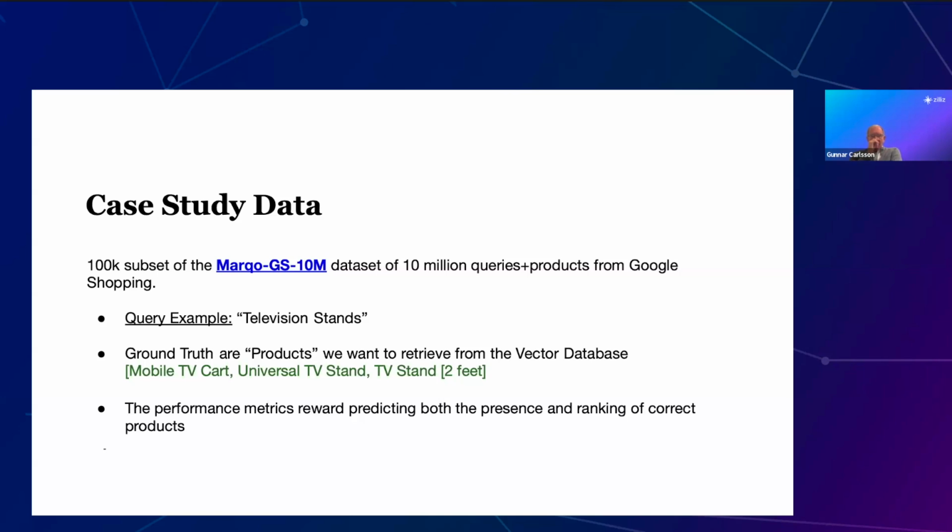This data set is constructed of queries to Google Shopping, as well as ground truth products. For example, a query in this data set might be television stands. Someone is looking for television stand products. We talked a bit earlier about how there's some ground truth information about what are reasonable outputs if someone looked that up. And the performance metrics, when you use case study data like this, are going to reward both the presence of correct answers and also the rank.